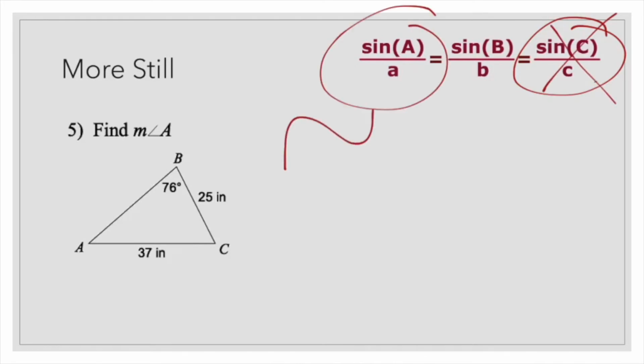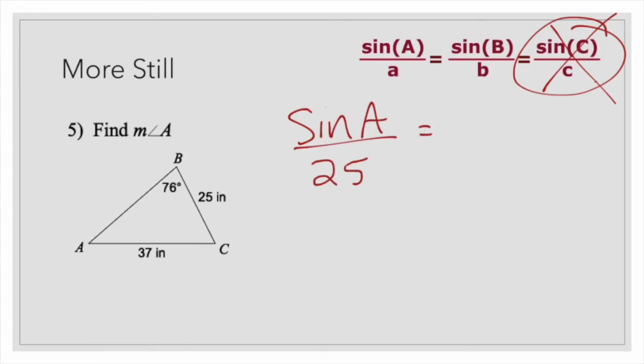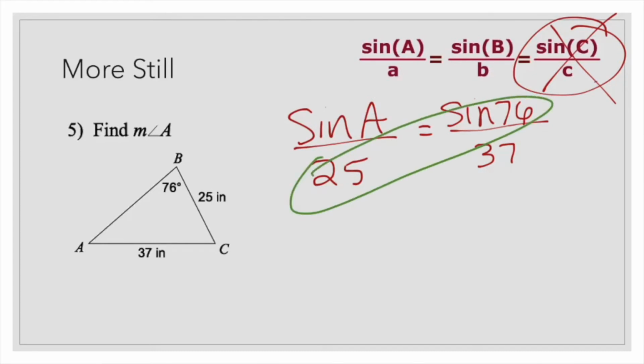So in the place of that sine A, I'm going to put sine A over its side of 25. And I'm going to do the B, sine 76, over the 37, and I'm going to solve. I want this one to be all by itself. So if you remember, that fast way was to multiply the diagonal you can and divide by what's left. But I'm going to show you the long way.